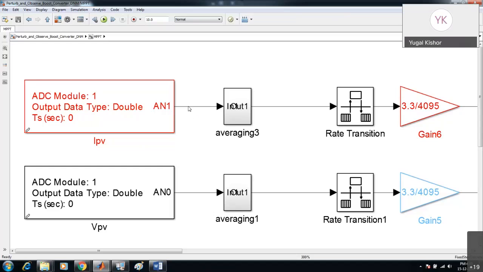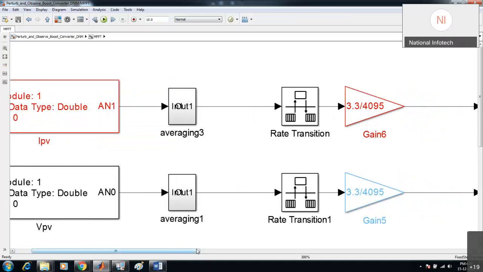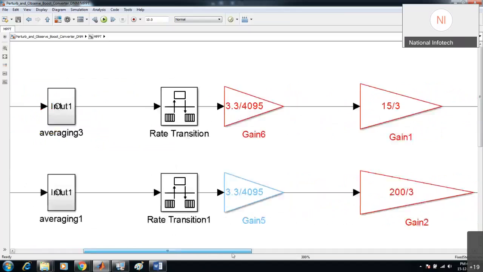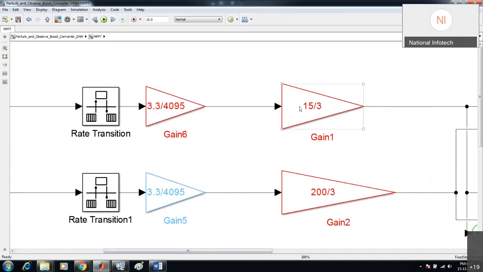So your count will vary accordingly. You will have to convert that count into the corresponding voltage, which here is 4095 to 3.3. That you have converted into voltage, and then that voltage you have changed into current according to the calibration you have kept, 15 by 3. So whenever you get 3 volts, it will say that 15 ampere is there.